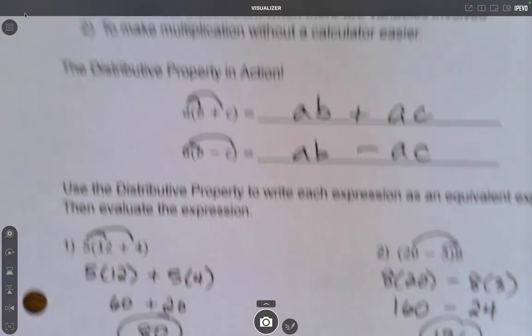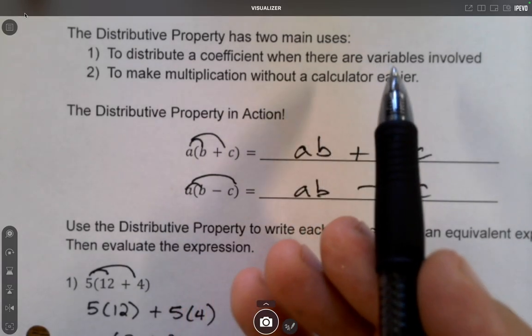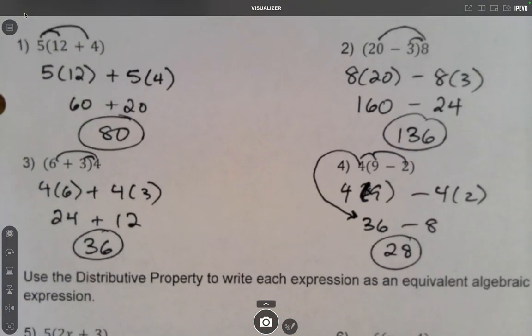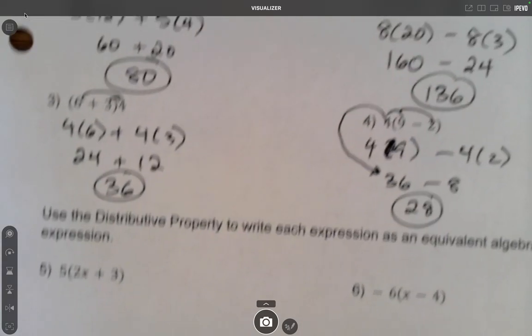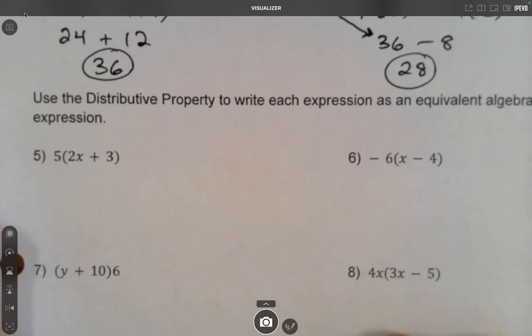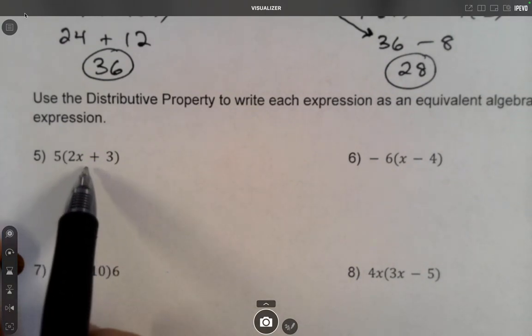Again, though, if you look at what I said the purpose was, or the main use, is to distribute when variables are involved. So it works when there are no variables involved just fine. But as we do 5 through 8, these are times where the distributive property has to be used. We can't just say, oh, I'll use the order of operations and do it that way instead. We can't this time because what's in the parentheses are not like terms.